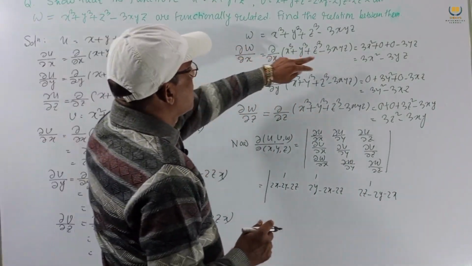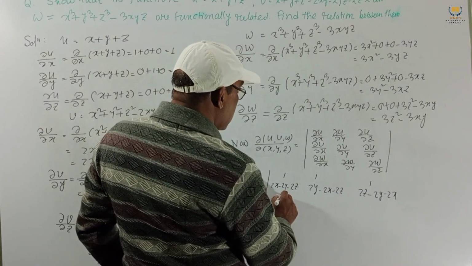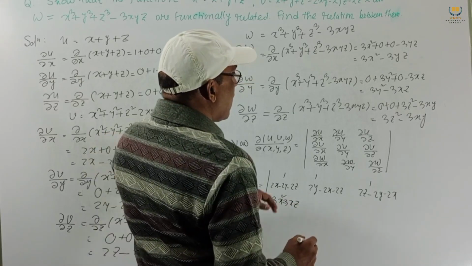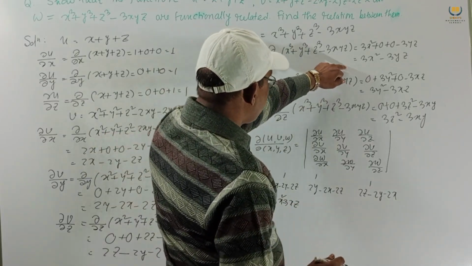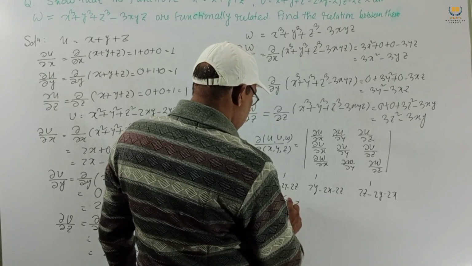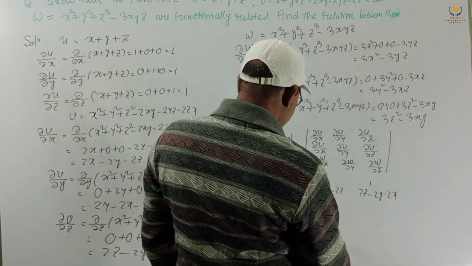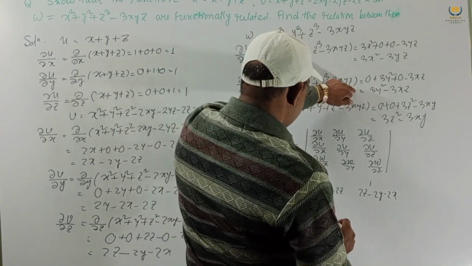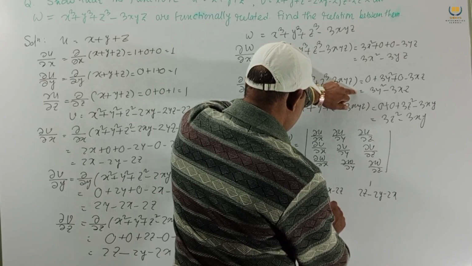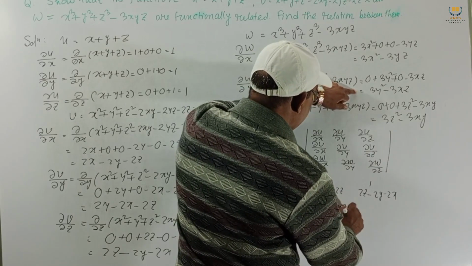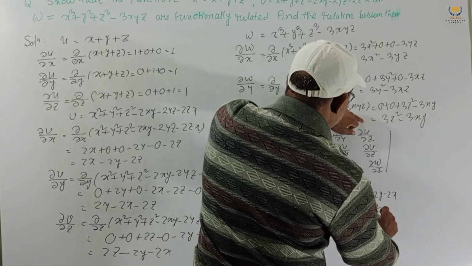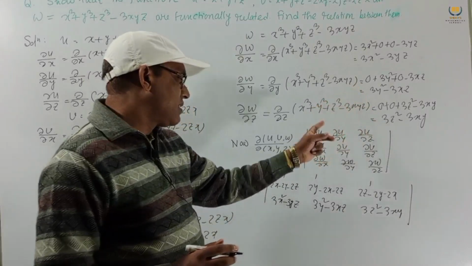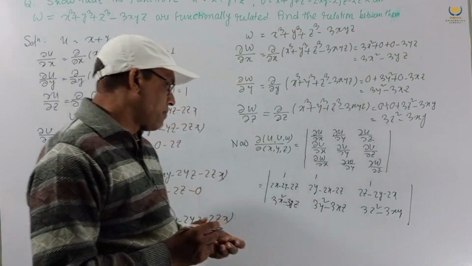Next is w, the third row: 3x square minus 3yz, 3y square minus 3xz, and 3z square minus 3xy. These are the values of del u del x, del u del y and so on. We are just putting in the values, and we get this.